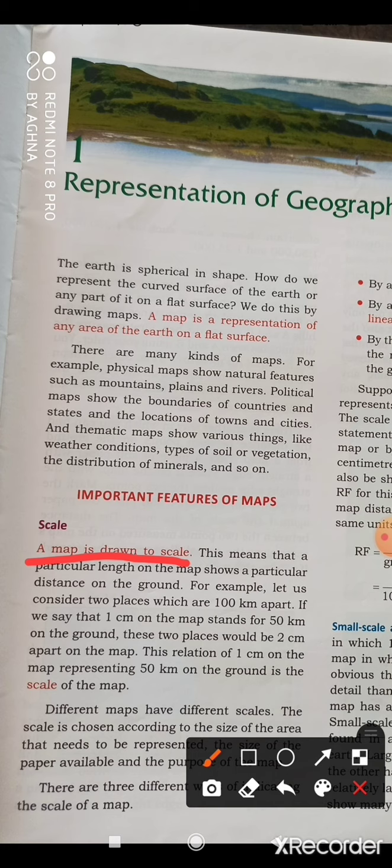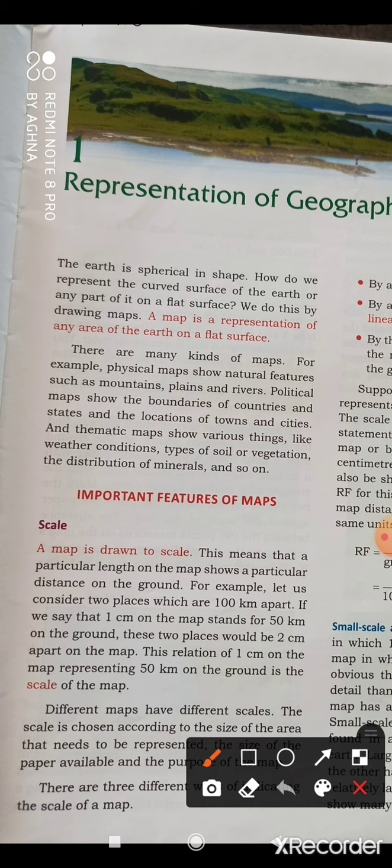And suppose, for example, you want to consider two places which are 100 kilometer apart from each other. So if you are going to reduce it, then you can say that 1 centimeter on the map stands for 50 kilometer on the ground. So different maps have different scales, and you can choose the scale according to the size of the area.